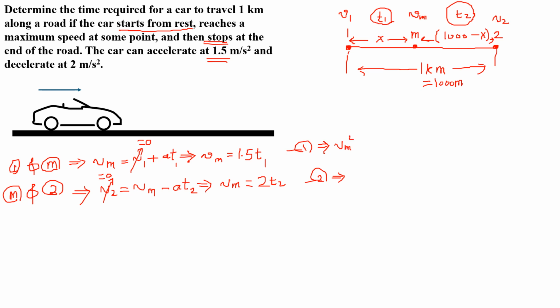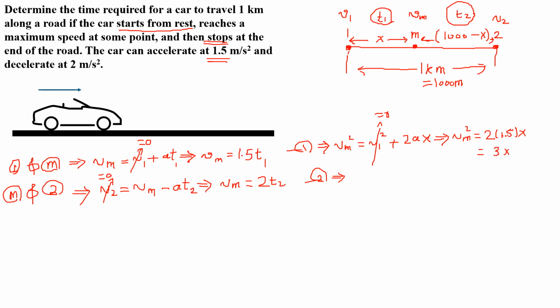Vm square equals V1 square, plus 2a times the displacement between these 2 points, which is just x, right? And again, let me replace the values one more time. So I have Vm square equals V1 is 0 from the question, plus 2 times a, the acceleration, so 2 times 1.5 times x. Let me simplify. This is 3x.